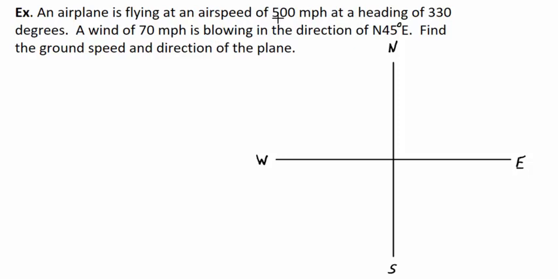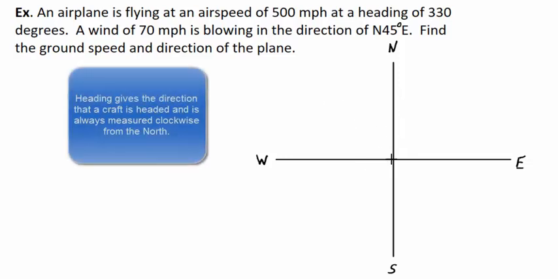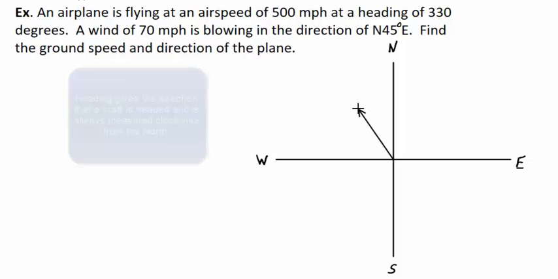It's flying at an airspeed of 500 miles per hour at a heading of 330 degrees. How do I represent that? So I go from a heading clockwise from the north, right? So go 330 degrees clockwise from the north. I end up in the northwest quadrant, don't I? I didn't want that to be black, but I can change it later. So we'll make 30 degrees left over. Yeah, it's close enough.